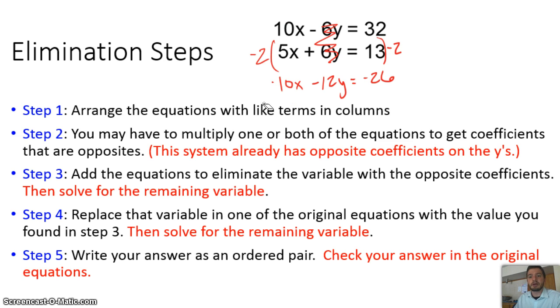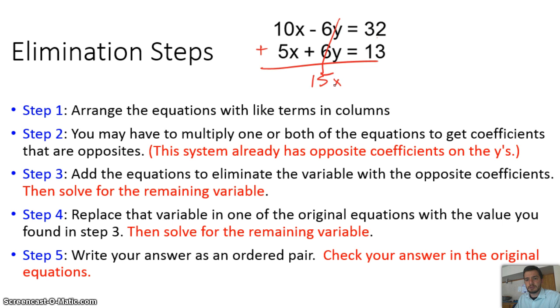Now again, we already have that with the 6's, or with the y's rather, so we don't have to worry about that. So then you're going to add the equations to eliminate the variable with opposite coefficients. You see these are opposites, so you're going to add everything together, and these are going to cancel. Then you would get 15x, and I'm going to write it right underneath it. So it'll be 15x equals 32 plus 13, which is 45. Then, we add the equations and solve for the remaining variable. So I'm just going to go ahead and finish solving. Divide by 15, x equals 3.